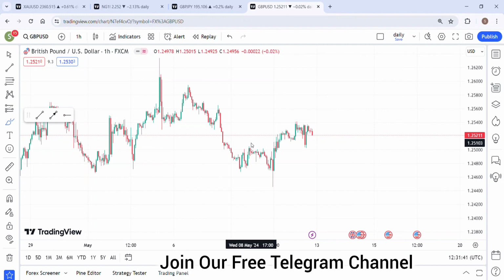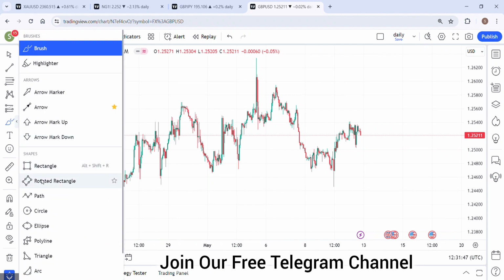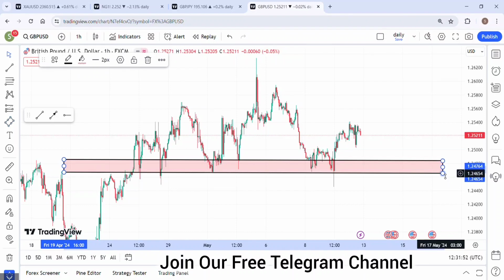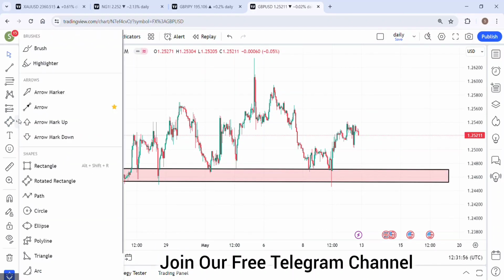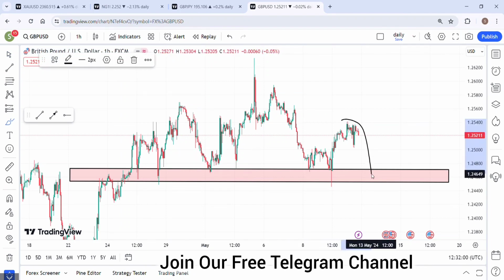One thing I am observing here is that this area is very important. For almost the last 7 to 8 days, the market has been rejecting this area, and after that it is going up.